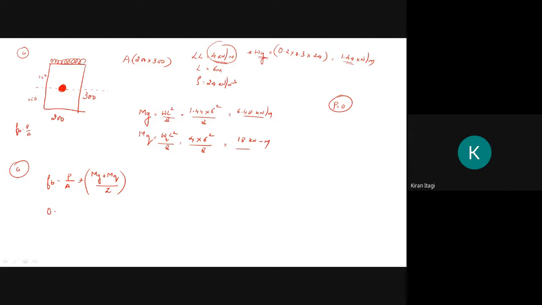P will be 0. In the question he has directly mentioned 0 fiber stress at the soffit, therefore it will be 0. P upon A, the value is 200 by 300, plus 6.48 plus 18, in terms of Newton. Z value, what will it be? BD square upon 6.